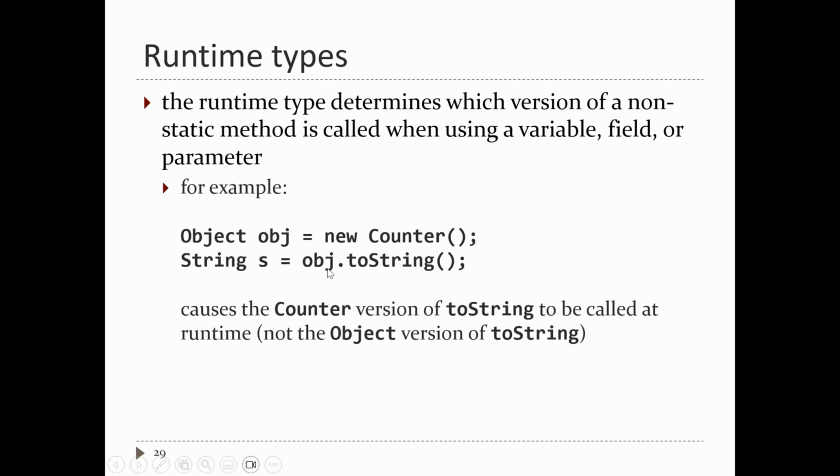When I use obj to call toString, this is when the runtime type matters. toString is a non-static method, so we get the runtime type version of toString. We get the Counter version of toString here. In other words, when I ask obj for its string representation, I get whatever toString for Counter returns. I don't get the Object version of toString.